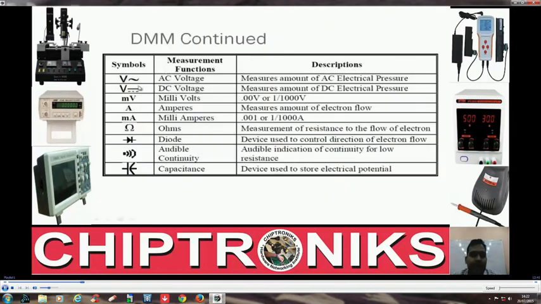And DMM continued. These are the various symbols. This is for V and this is for AC voltage, right? And this is for DC voltages. These are the various symbols written on a normal digital multimeter. And this is mV, meaning millivolts, and A means ampere, the unit for measuring current, and milliampere, this is smaller current, and this is omega for measuring resistance, and this is for diode range.